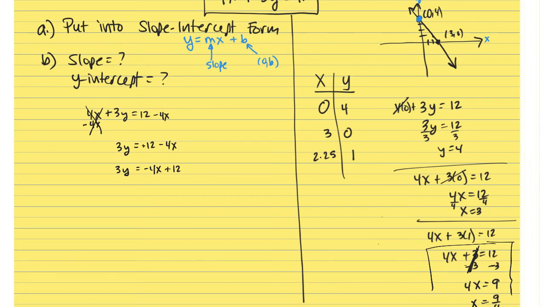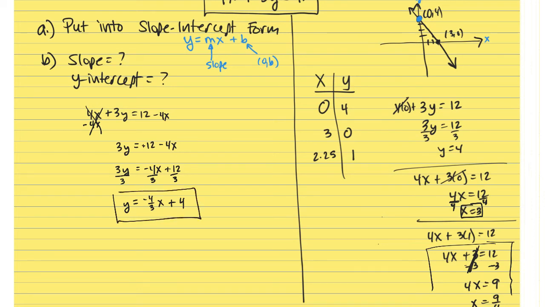Then, just like before where I wanted to get x alone, so I divided both sides by 4 to figure out what x is, I can do the same thing here. I can divide everything by that 3. 3y divided by 3 would be 1y, or just y. Then it'd be negative 4/3 x. 12 divided by 3 is 4.